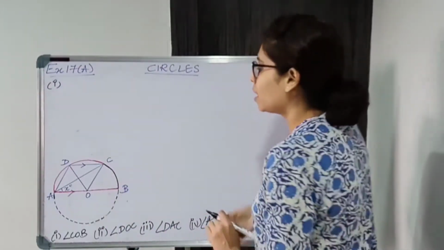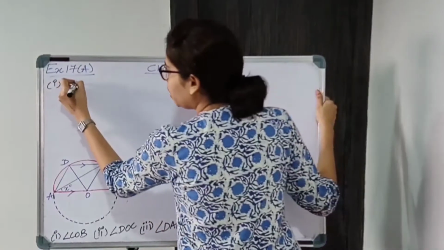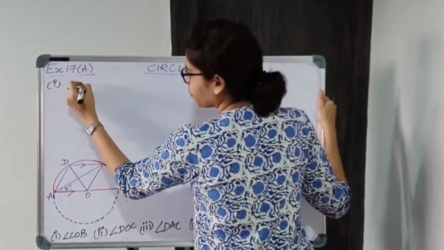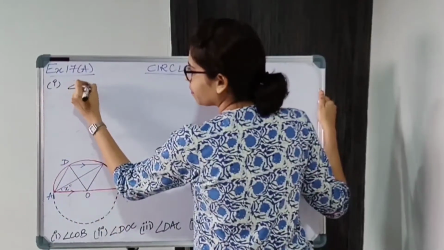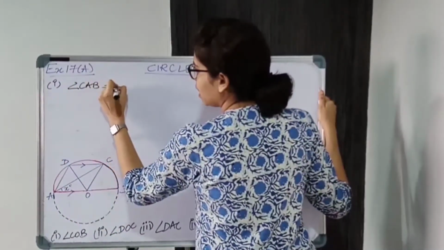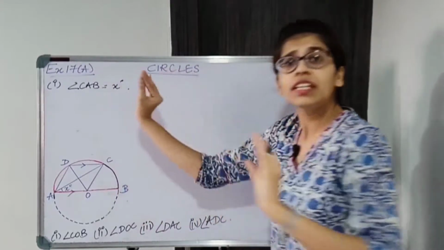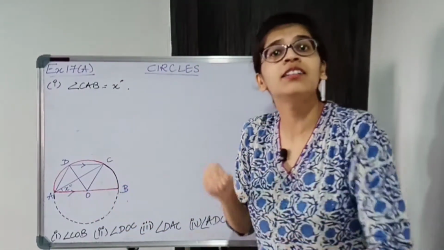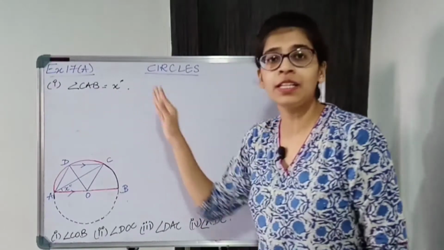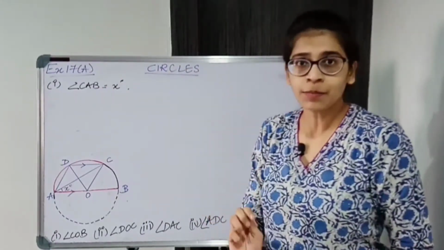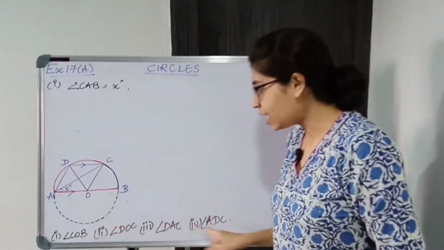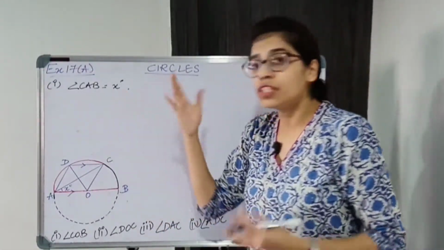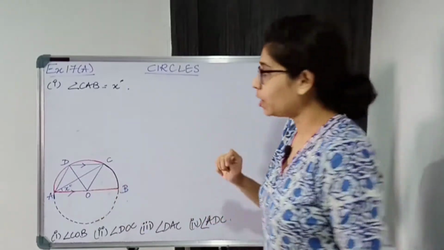Now angle COB we have to find. So for angle COB we'll consider angle CAB. CAB is x degrees. First we'll write down the given thing. This is the main thing: we have to find each and every angle in terms of angle CAB, that is x. So first we'll write down which angle is x.